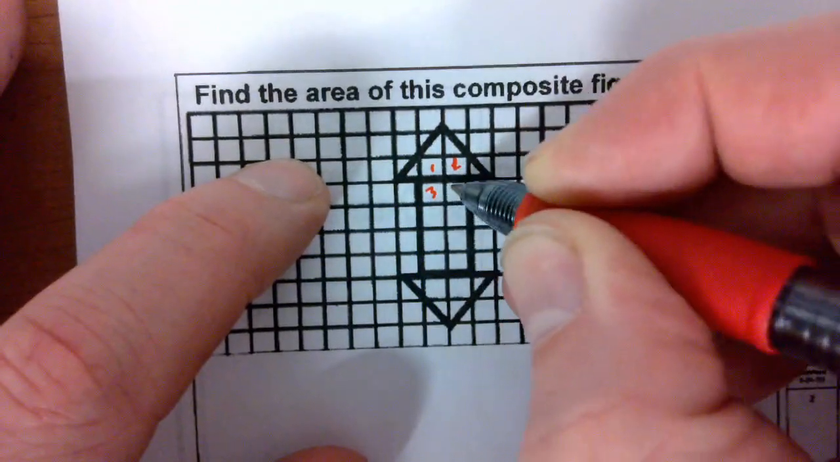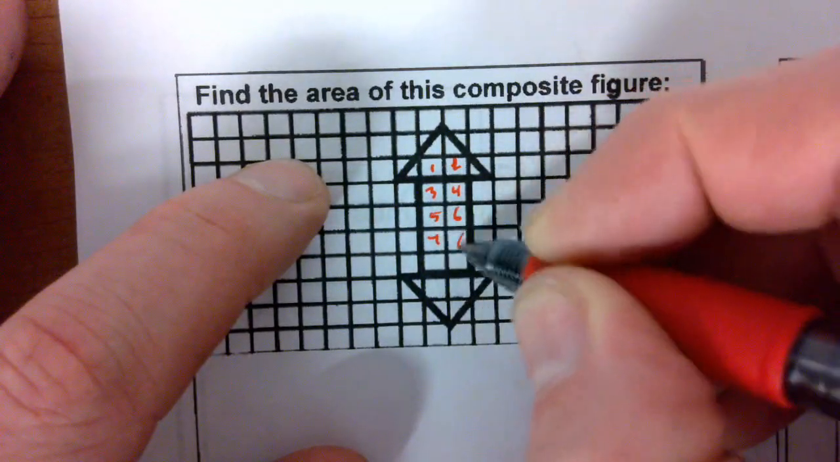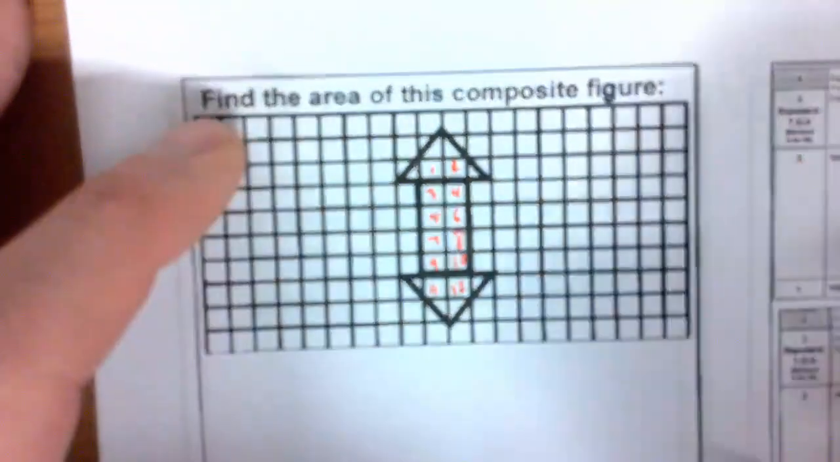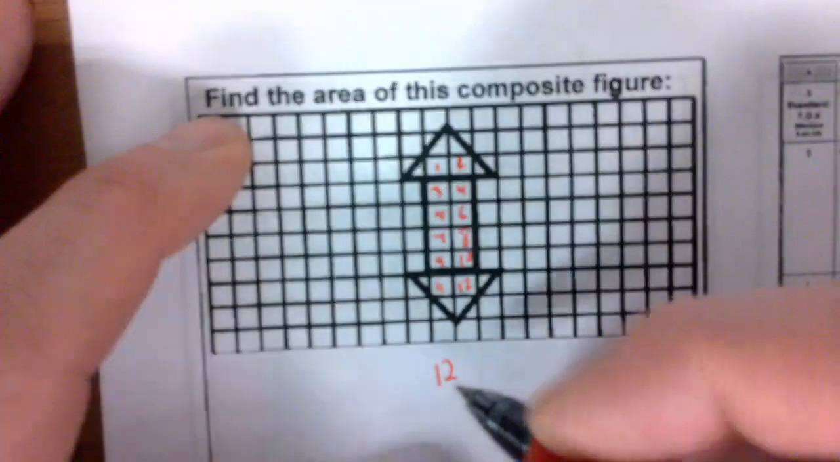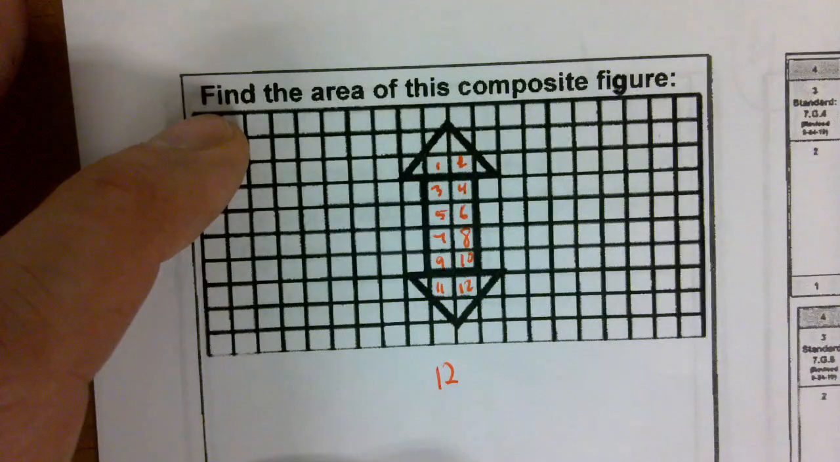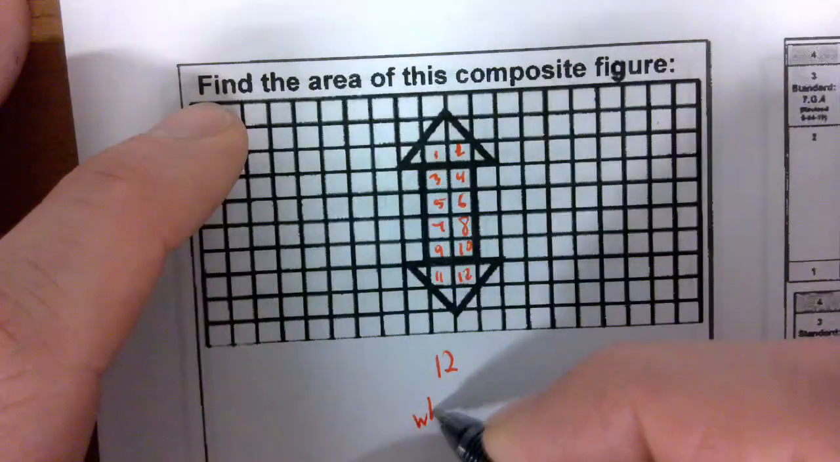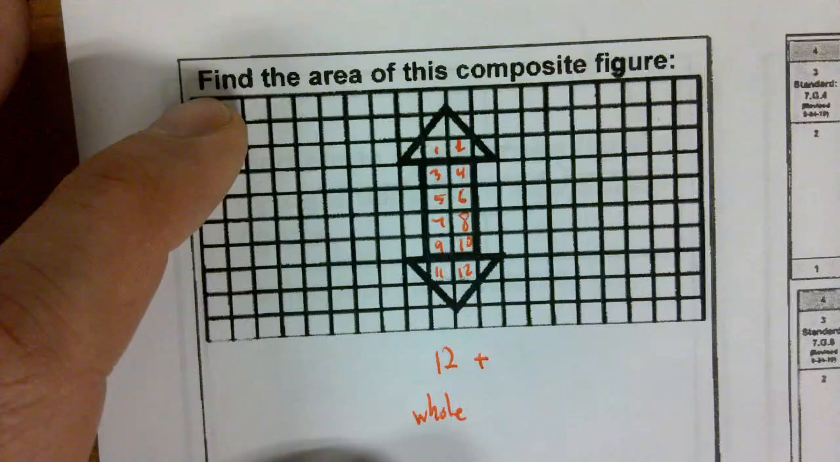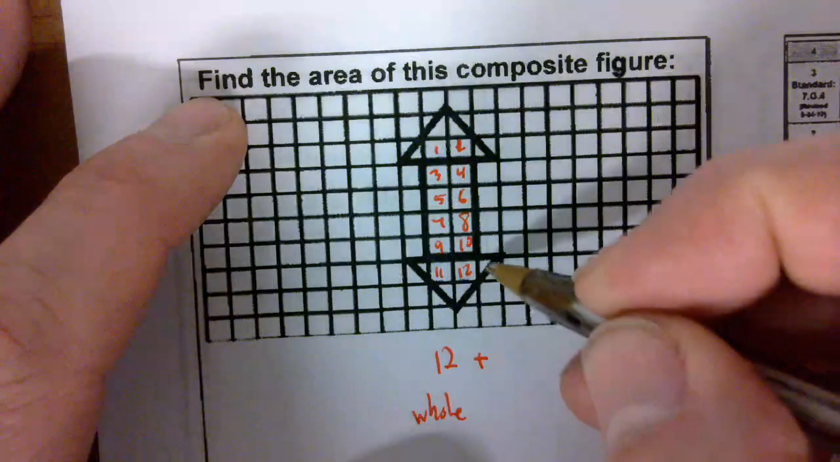1, 2, 3, 4, 5, 6, 7, 8, 9, 10, 11, 12. I like to count. So we've got 12 of those. Well, those are all the whole boxes. So I'm going to put that down here as a note. And then you and I need to add the others, these halves.